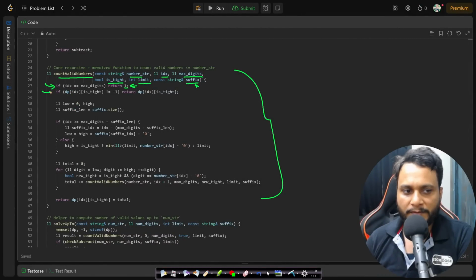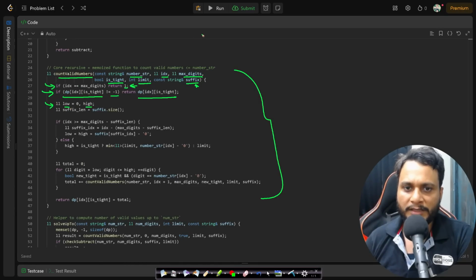And if you have not reached the leaf, then if this subproblem has been solved already, you return the answer without solving it again. Otherwise, if it is a subproblem you are reaching for the first time, then you will be looking at the low and high value. This low and high value will tell you if you are trying all possible digits at a point, from low to high you have to try. Okay, so the low will always start at 0.